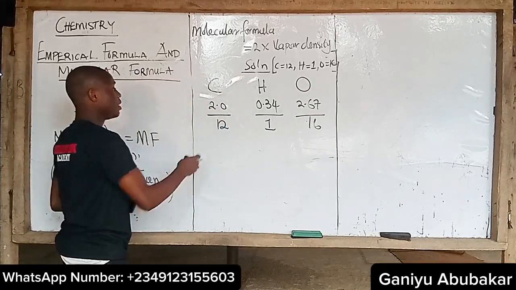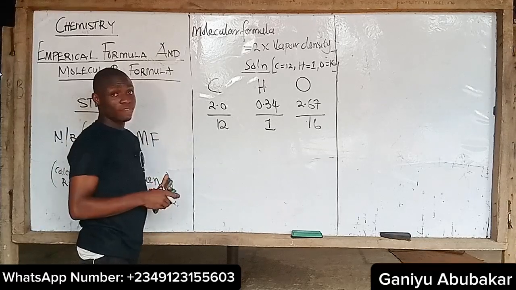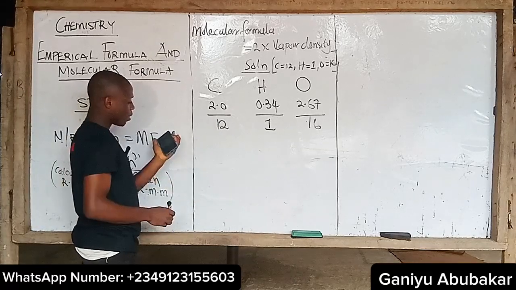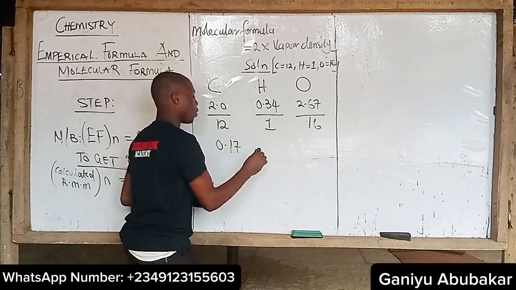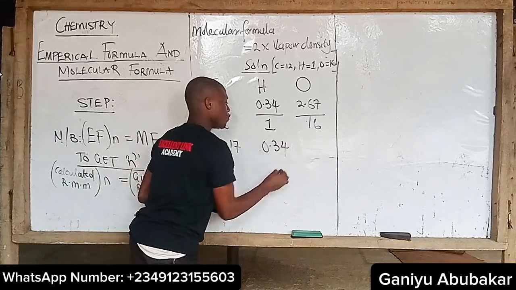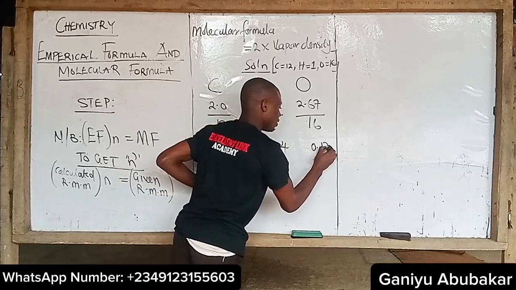At this point, divide this by this. What do I get there? If I divide this one by this, I'll have about 0.17. For this one, I'll have 0.34, and for oxygen, I'll have 0.17.